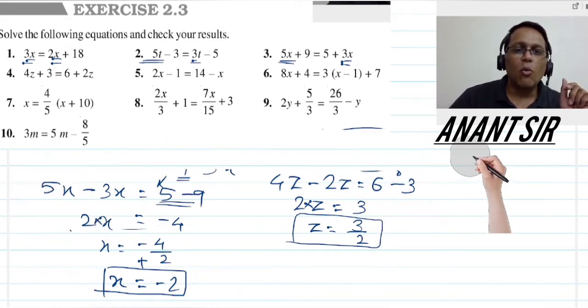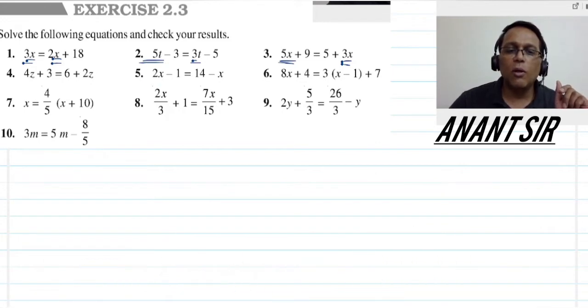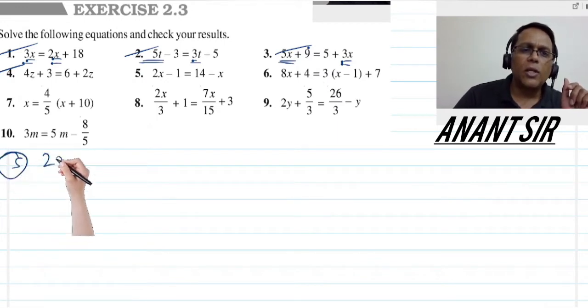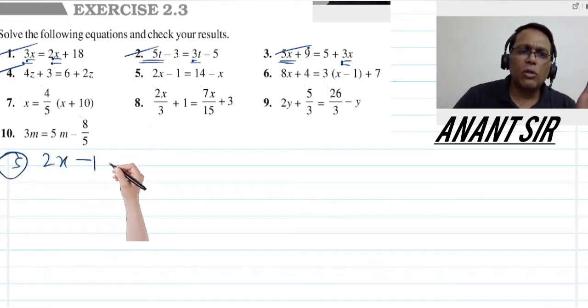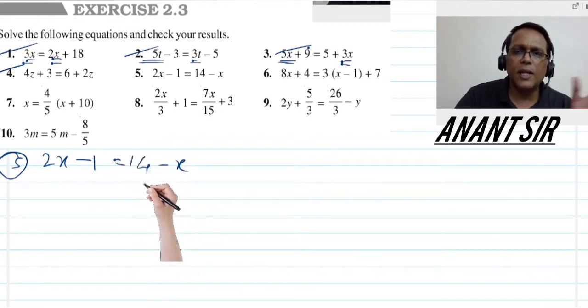So now we move on to the next question. We have already solved 4 questions now, so we'll be solving the next one. 1, 2, 3, 4 we have already covered. Question number 5. Is there any difference between the question 1 to 4 and the question 5? No. Only difference is of the signs and the numbers.